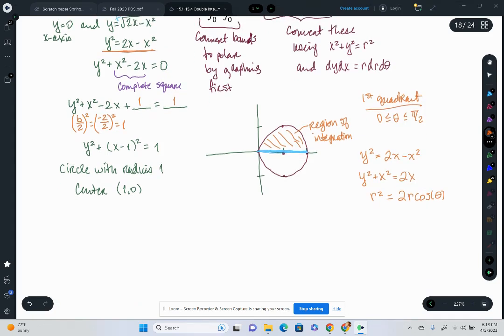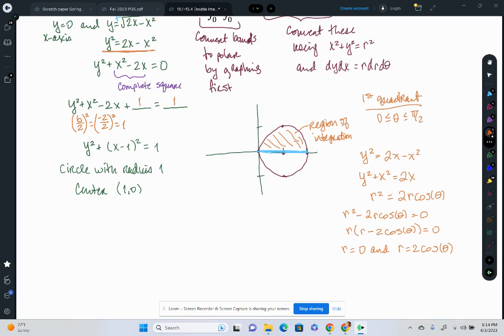Okay, subtract everything to one side. r squared minus 2r cosine of theta is equal to 0. Factor out an r, leaving behind r minus 2 cosine of theta, and that's equal to 0. I get solutions of r equal to 0 and r equal to 2 cosine of theta. So my radial arm is as short as 0 and as long as 2 cosine theta. In other words, my radial arm is dependent on the angle theta, and so it's going to change as theta changes.